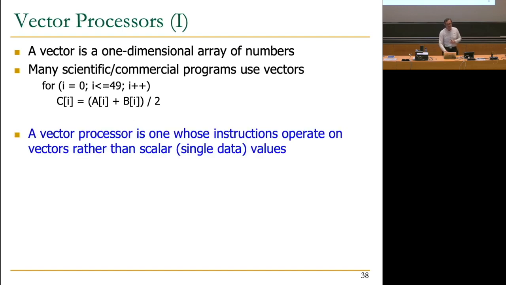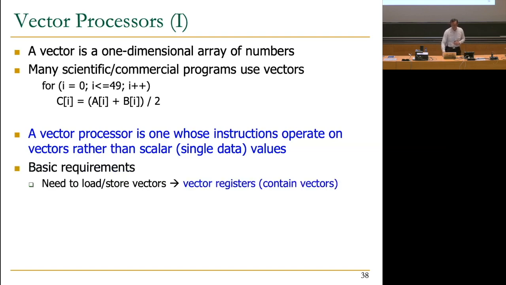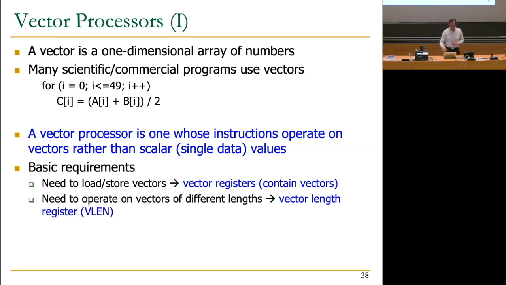So a vector processor is one whose instructions operate on vectors rather than scalar values. So you take vector registers, essentially. There are some basic requirements for this. Let's define these. Clearly, vector registers. That's why it was important to define this even before I defined array processors and vector processors. You need to load and store vectors. You need vector registers. And these clearly contain vectors. Okay, sounds good. Now, I've kind of introduced the vector length register.